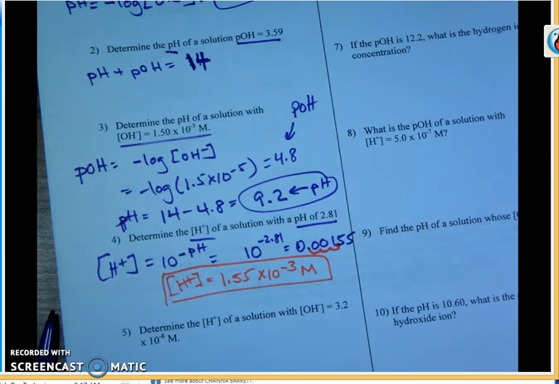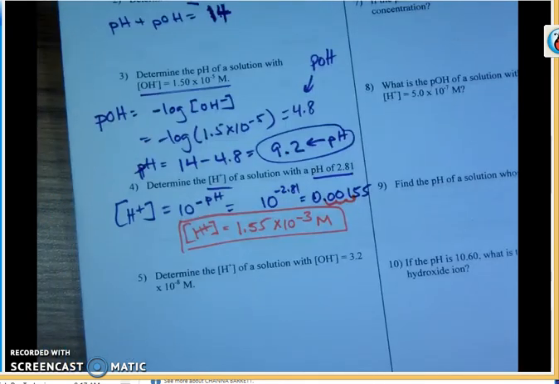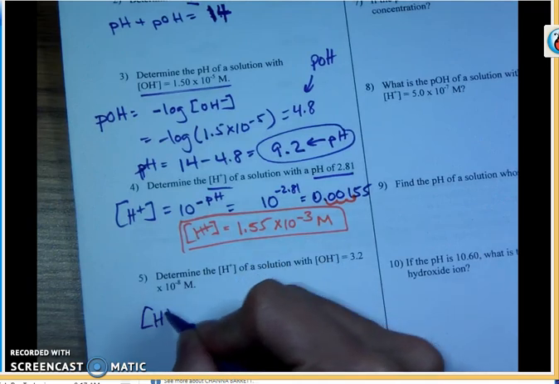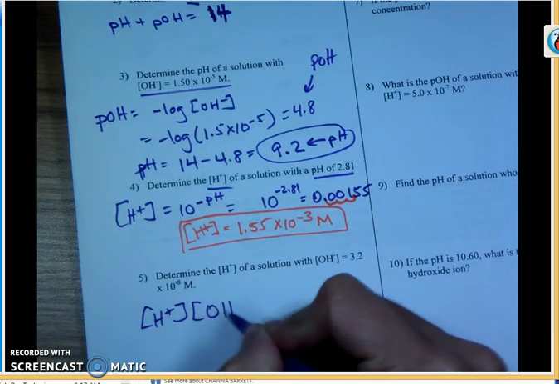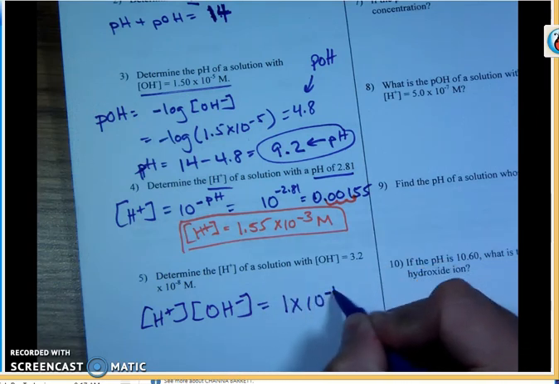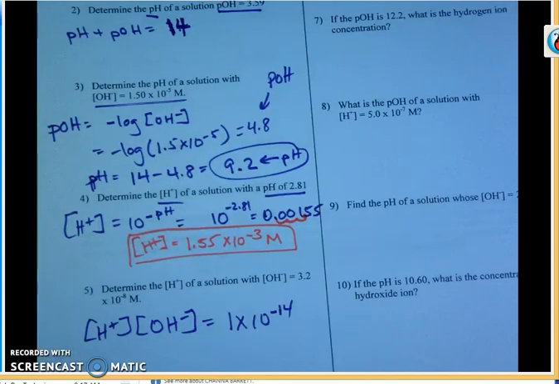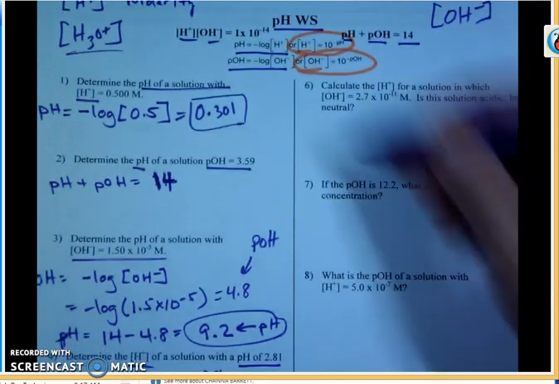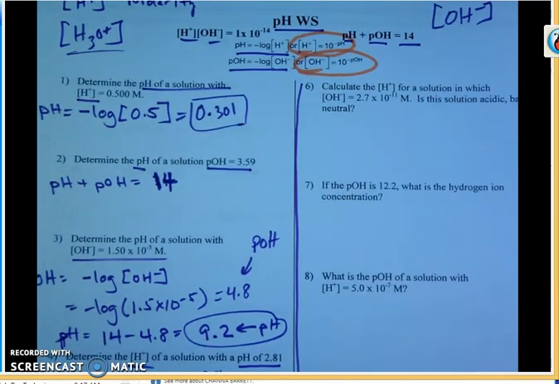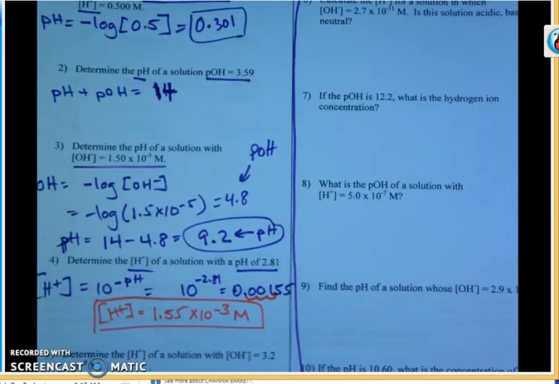Alright. And number 5 is very similar to what you did last time with dissociation, because you use the equation H plus times OH minus gives you 1 times 10 to the negative 14. Voila. How cool is that? Okay. So what you need to do is practice number 6 through 10. And please don't hesitate to ask questions when you don't understand any of this. I'm ready to help you.